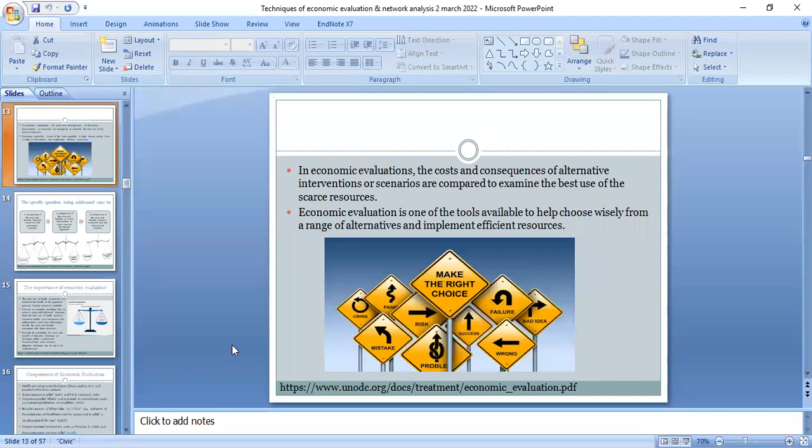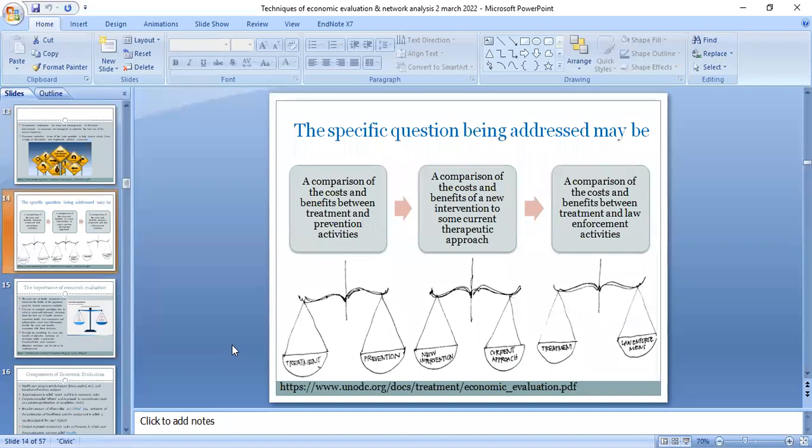In economic evaluation, the costs and the consequences of alternative interventions or scenarios are compared to examine the best use of the scarce resources. Economic evaluation is one of the tools available to help choose wisely from a range of alternatives and implement efficient resources. The specific questions being addressed may be a comparison of the costs and benefits between treatment and prevention activities, or the comparison of the costs and benefits of a new intervention to some current therapeutic approach, or a comparison of the costs and benefits between treatment and law enforcement activities.